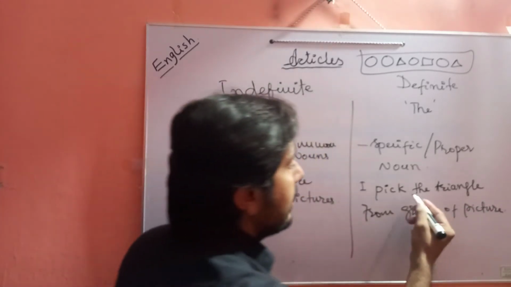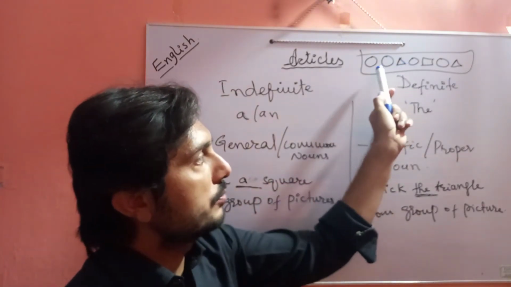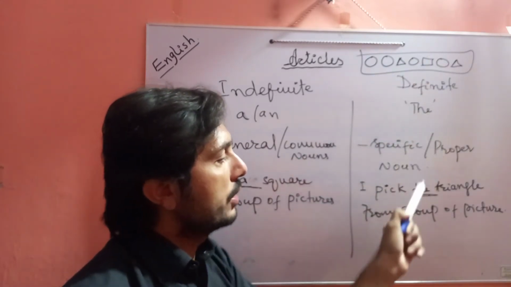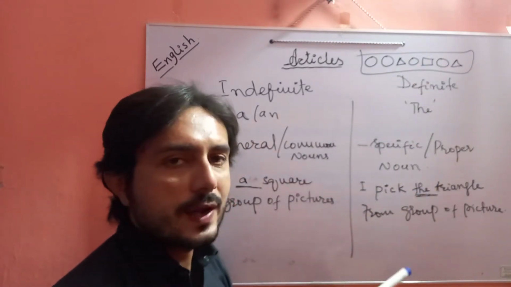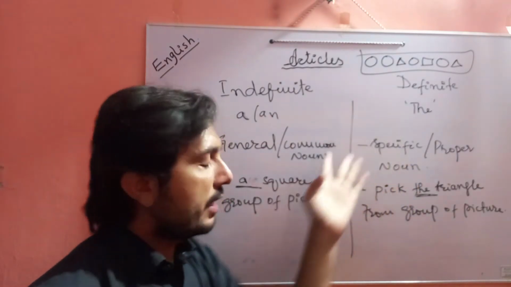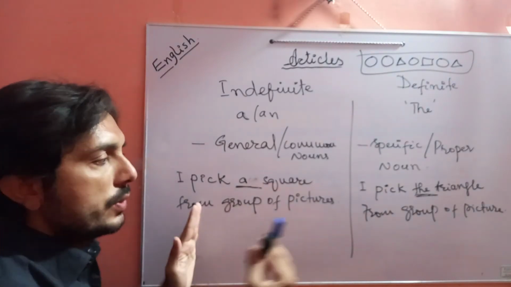So here you can see that "the" is used to specify that from this group of pictures we are just picking up the triangle. So here it is showing the specific thing, and here it was showing the general thing. So these were the two examples.